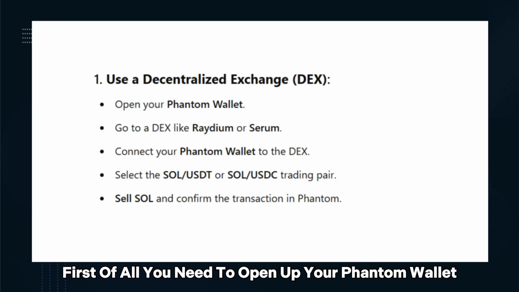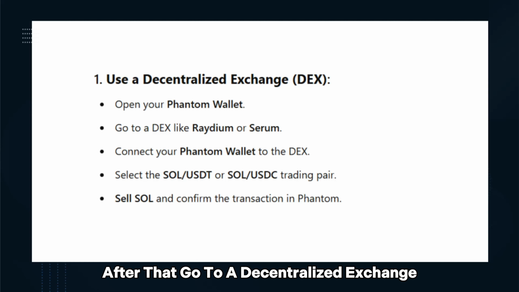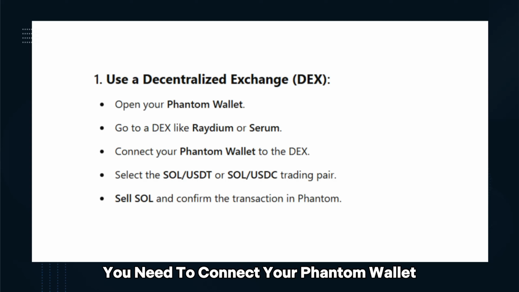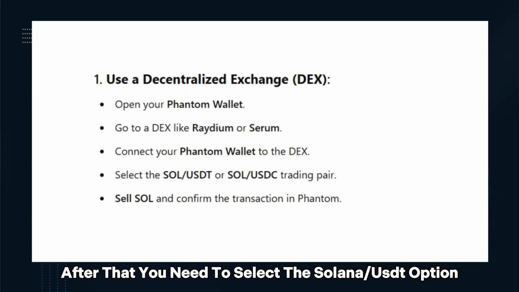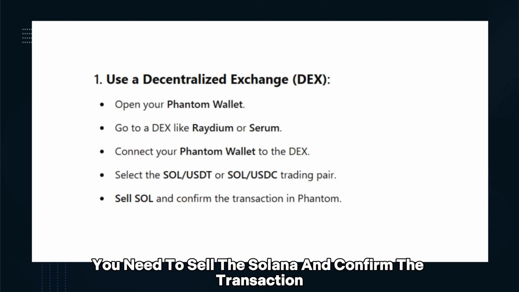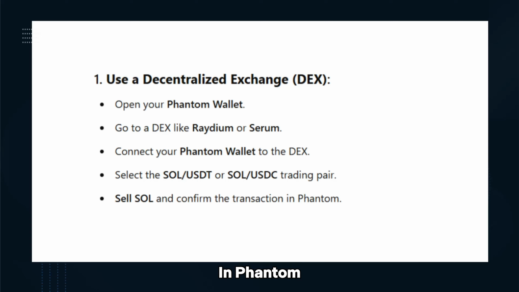First of all, you need to open up your Phantom Wallet. After that, go to a decentralized exchange. Once you did that, you need to connect your Phantom Wallet to the decentralized exchange. After that, you need to select the Solana/USDT option. Once you did that, you need to sell the Solana and confirm the transaction in Phantom.